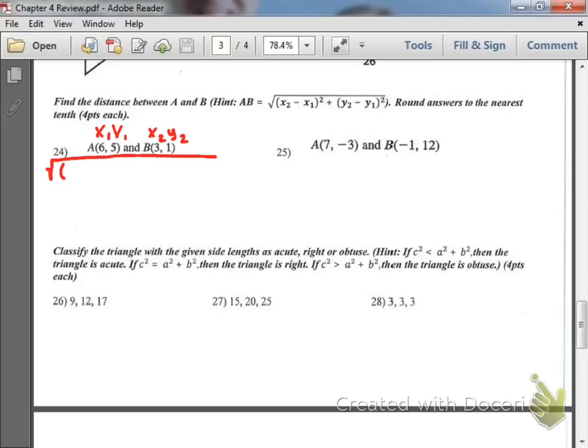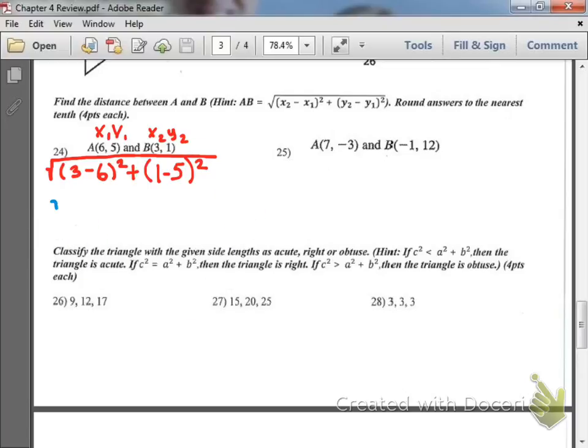Alright, so I'm going to start with the x2, that's the 3, minus x1, that's the 6, squared, plus y2, which is 1, minus y1, which is 5, square it. Now, since these are worth so many points, even if you don't get the exact right final answer, you need to be showing your work along the way, because if you show us this step, we'll at least know that you know how to set the problem up so you get about half the points. So you would only get like -2 if you stopped here.